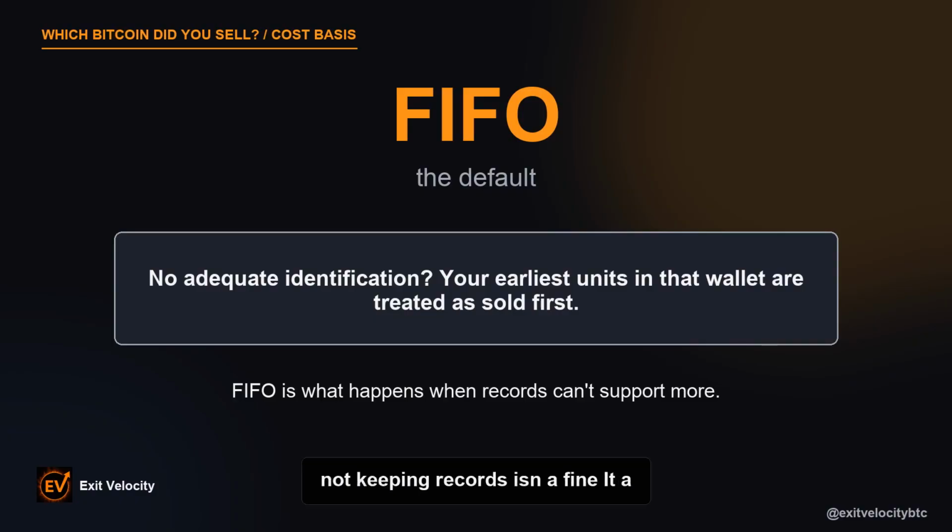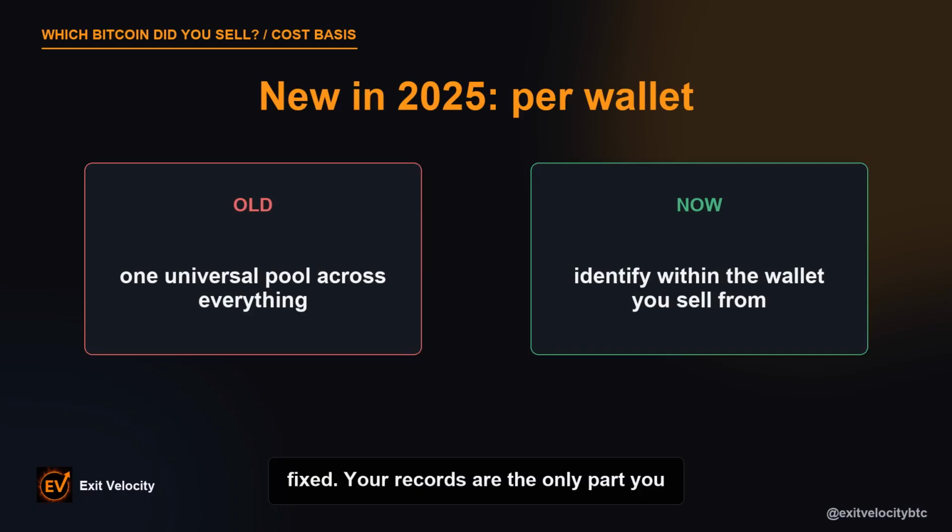The penalty for not keeping records isn't a fine. It's a larger tax bill that you never see coming, applied automatically, in the one direction that never favors you. That is why this episode is really about records, not about taxes. The tax rule is fixed. Your records are the only part you control. And here is what changed recently, because this is exactly where older advice is now wrong and dangerous.